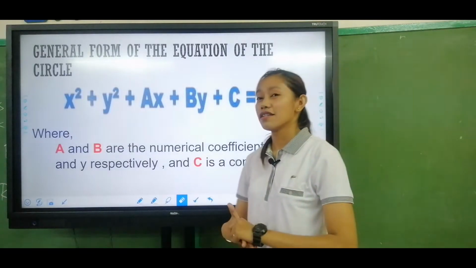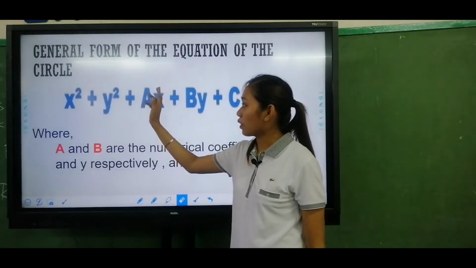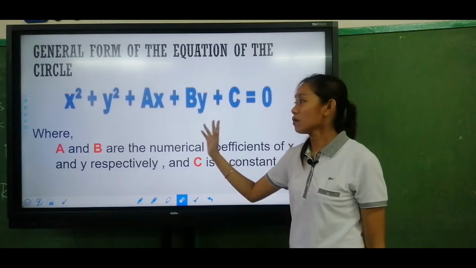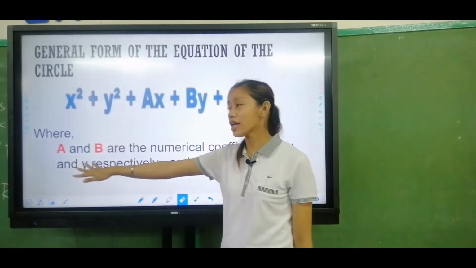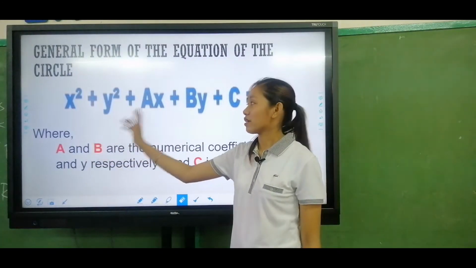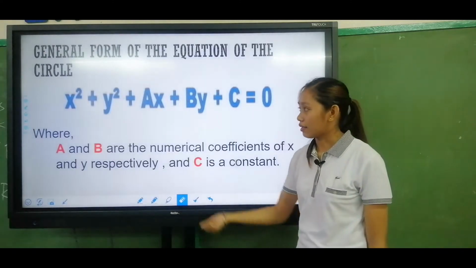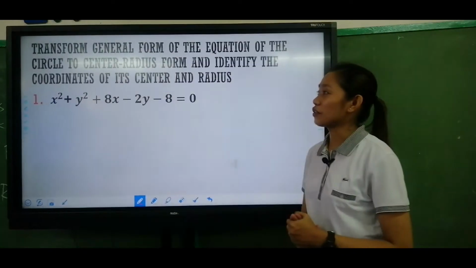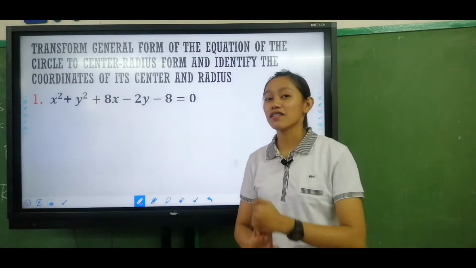Next, the general form of the equation of the circle. So this is it. X squared plus y squared plus ax plus by plus c is equal to 0, where a and b are the numerical coefficients of x and y respectively, and c is the constant. So let's have an example. Transform the general form of the equation of the circle into the center radius form of the circle.